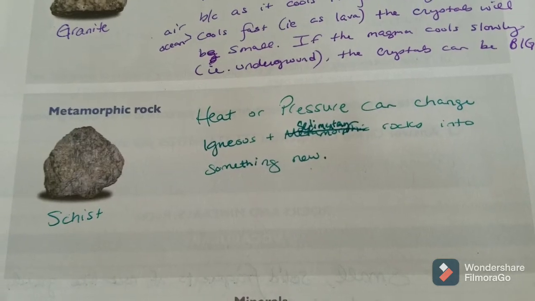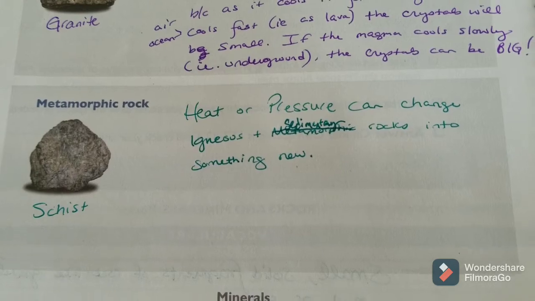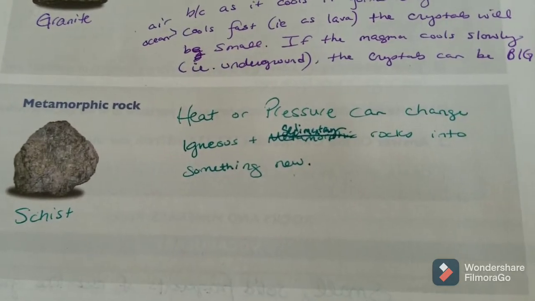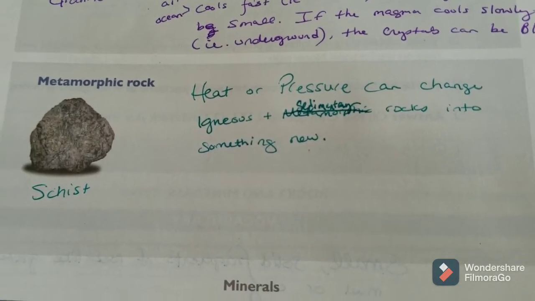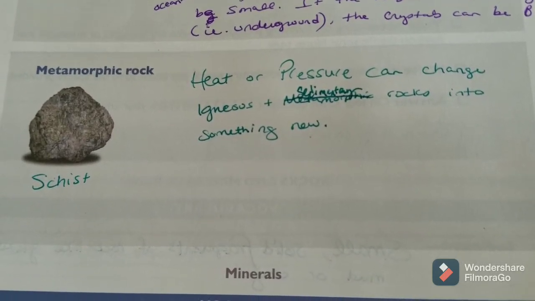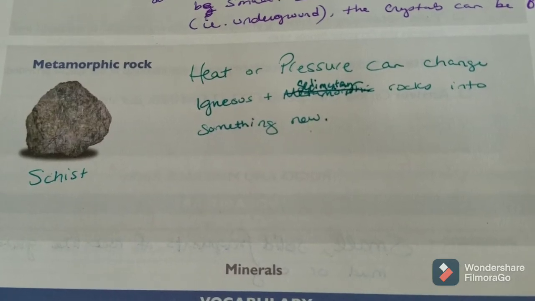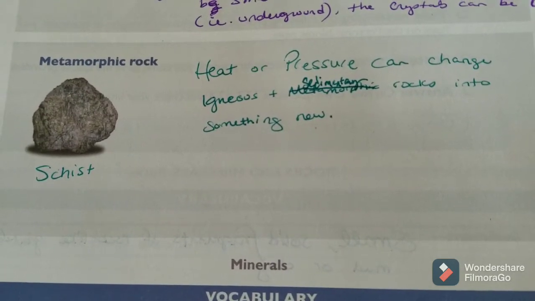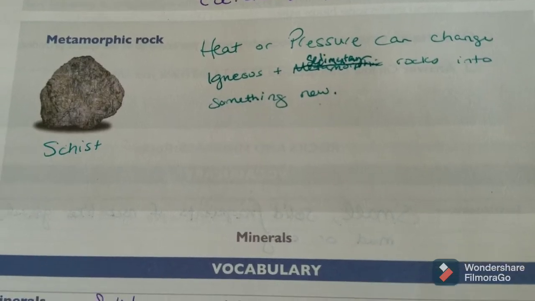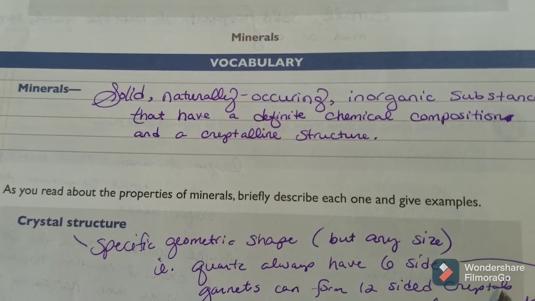Heat or pressure can change igneous and sedimentary rocks into something new, and if they do that, it'll change their structure and other elements, and basically they will become a metamorphic rock. If they change their structure, they are now a metamorphic rock. So cool, huh?